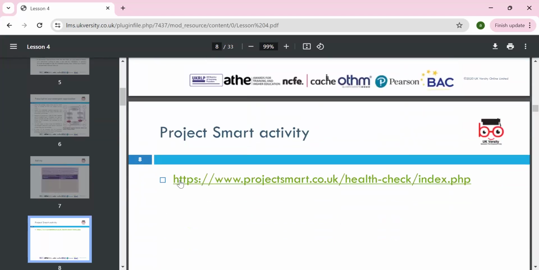Okay, let's quickly watch the smart activities of the project, which is quite good. Can you spend 5 minutes, please? Click the link and look at the project management approach and how the company in a health check is applying it. Okay, spend 5 minutes, please.